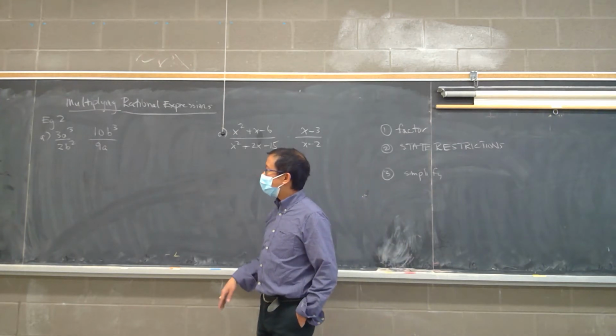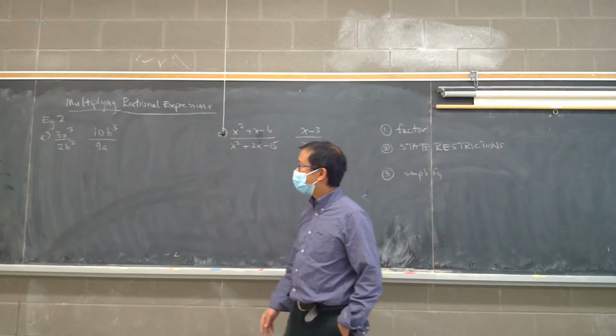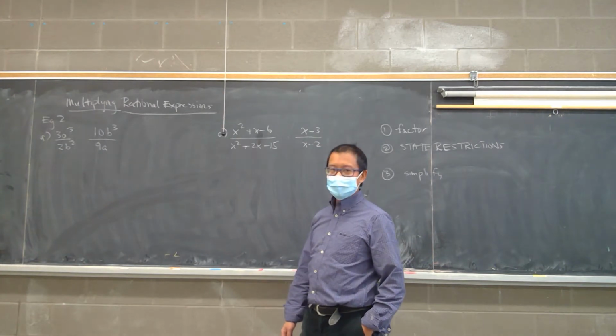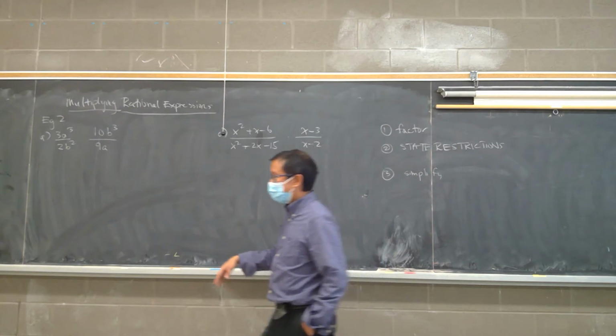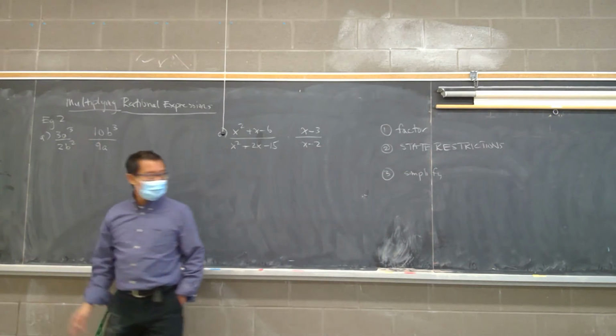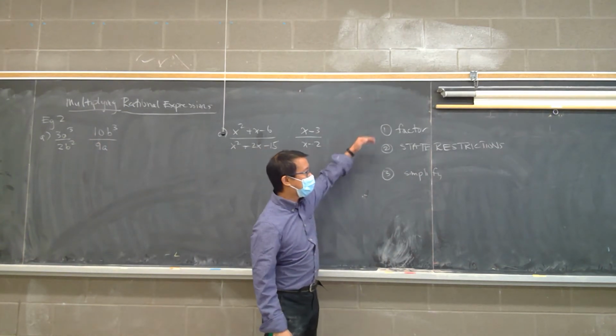It's 3a cubed over 2b squared times 10b cubed over 9a. Right? Now there's a bunch of monomials and a multiplication of 2 rational expressions. So the rules are still the same. You factor first, state restrictions, and simplify.